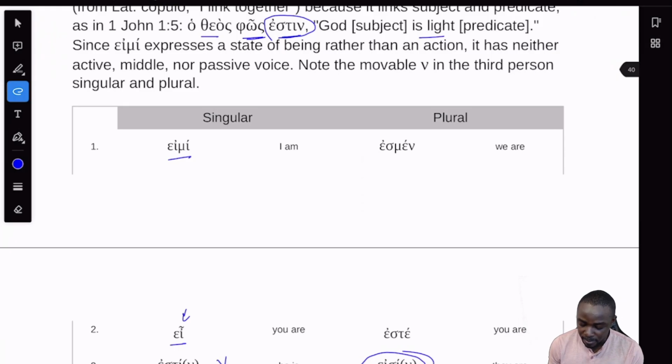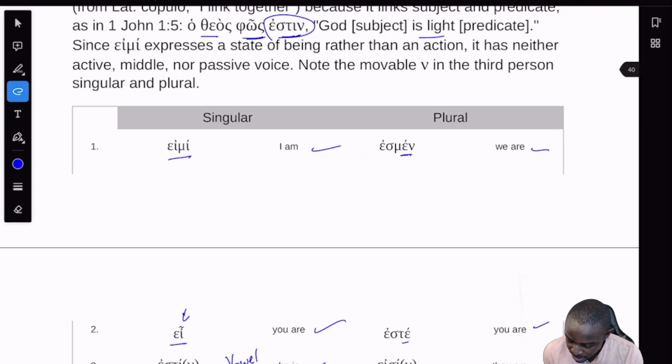Why? If there is a vowel that begins the next word. And then you have eimi, I am. Ei, you are. Estin, he is. Esmen, we are. Este, you are. Eisi, they are, or eisin. Notice here, you have the men, you have the te, and then you have the si, or the sin.